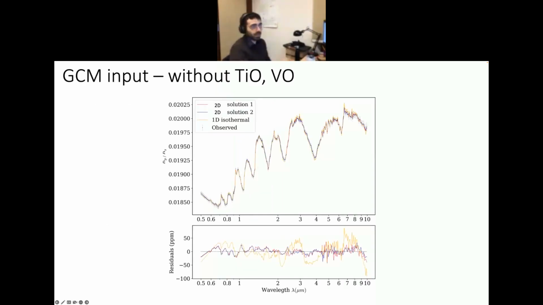Here we can see the final results in the case without optical species. We performed a 2D retrieval, which gave us two statistically equivalent solutions. I will come to this later. And we also performed a one-dimensional retrieval, which also gave us a solution. And as you can see here, the residuals are bigger than the ones from the 2D retrieval. I will come to this point later as well.